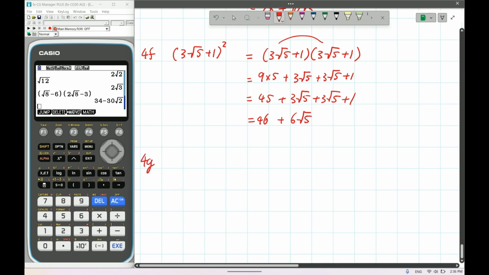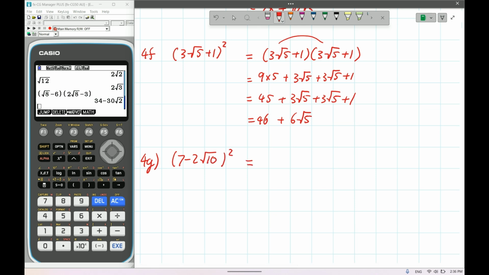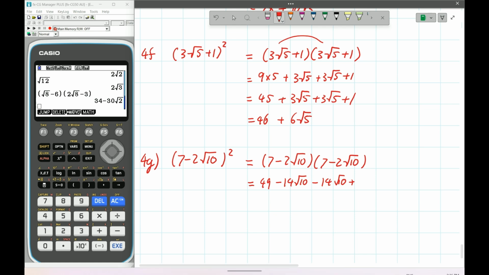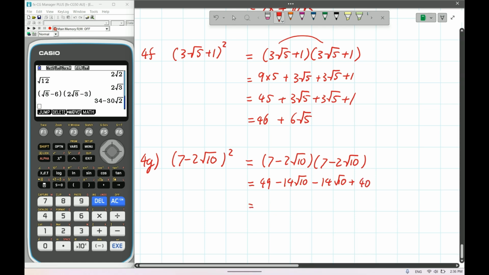Here, 4g. 7 minus 2 root 10 squared equals, so once again, 7 take 2 root 10 by 7 take 2 root 10. 7 times 7 is 49. 7 times 2 root 10 is minus 14 root 10, minus 14 root 10, minus, or sorry, that'll be a plus. 2 times 2 is 4. 4 times 10 is 40. And then just to collect like terms, you're looking at 89 minus 28 root 10.